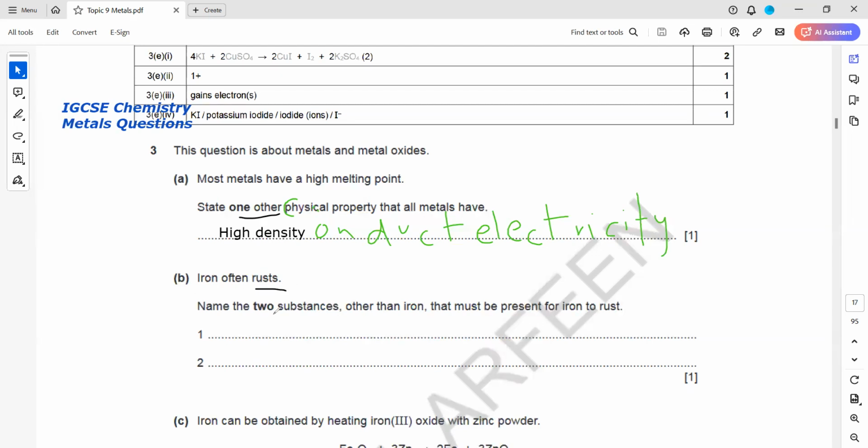Iron often rusts. Name two substances other than iron that must be present. So what are the two substances? There must be oxygen. Oxygen must be there, and water should be there as well.